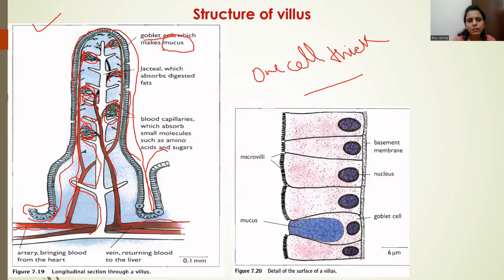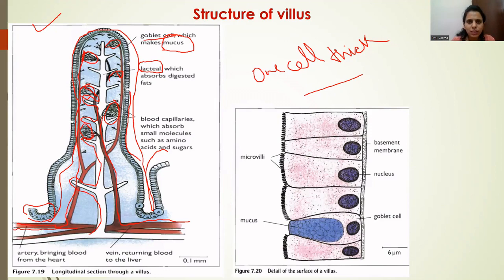So what is the name of this vessel? This vessel is known as lacteal. Lacteal actually helps in absorption of digested fat. We know that fat gets digested by lipase enzyme into fatty acids and glycerol. So these lacteals help in absorption of fatty acids, glycerol, lipids, plus fat soluble vitamins.